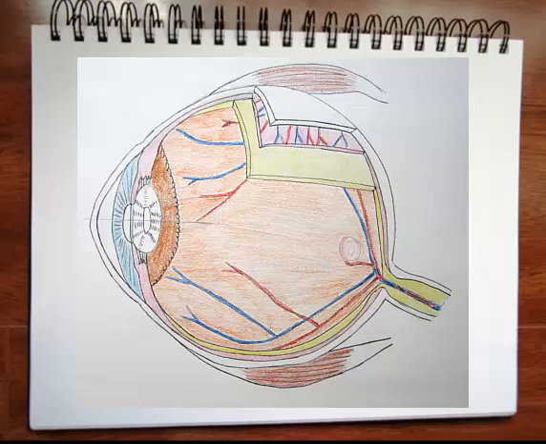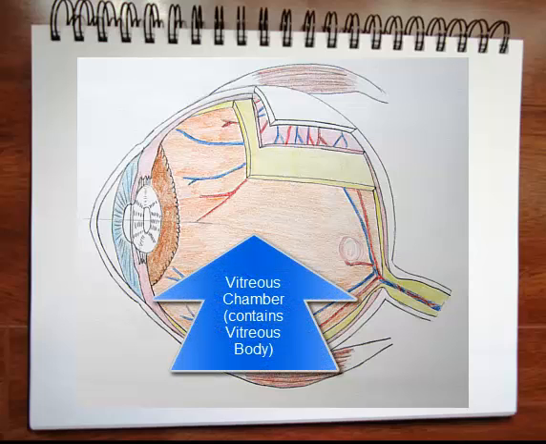Inside the posterior cavity is a vitreous chamber that houses a vitreous body, which is a gel-like substance composed of 90% water. The vitreous body is responsible for maintaining the shape of the eye and anchoring the retina to the cornea.